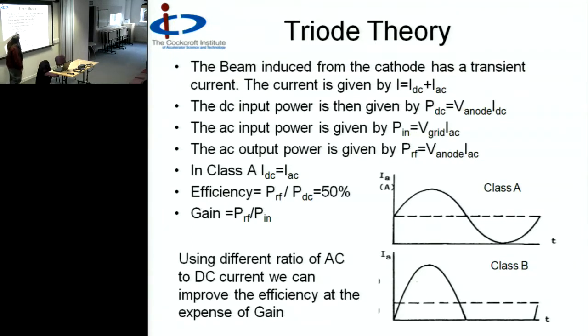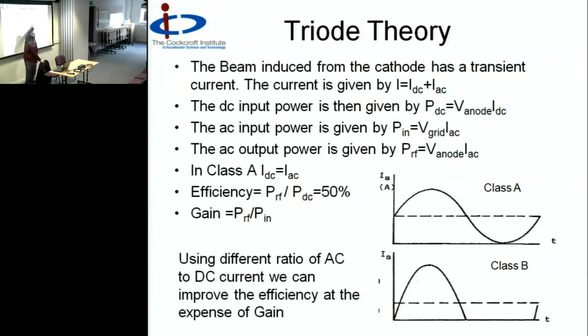Your DC current equals your AC current. So we'll start up here, actually. So your total current is given by DC plus AC. So this is your current with time, because you're pulsing your grid, a sinusoidal at class A. So you've always got emission at all points, but it has a sinusoidal oscillation on it. Your DC input power is given by the anode voltage times IDC. Your AC input power is given by the grid voltage times IAC.